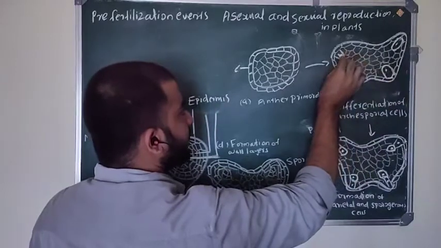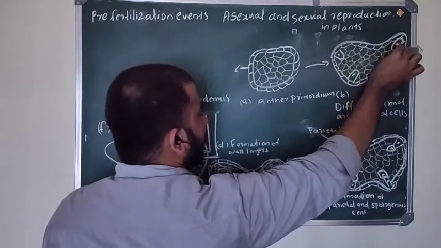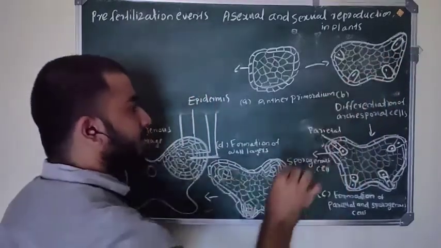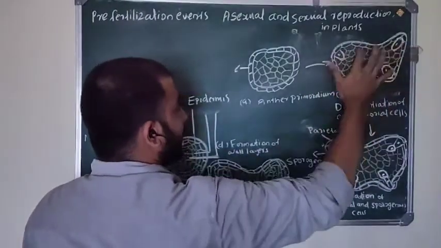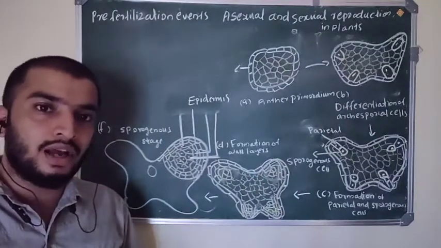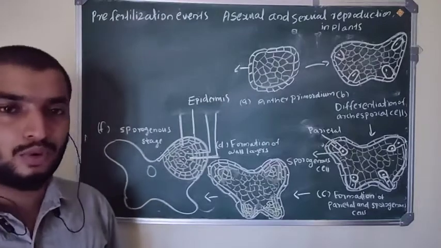So this is archesporium at one lobe, and this is another in another lobe, and this is another in another lobe. Okay, so archesporial cells are developed. How are they developed? The hypodermal cells are converted into archesporial cells.